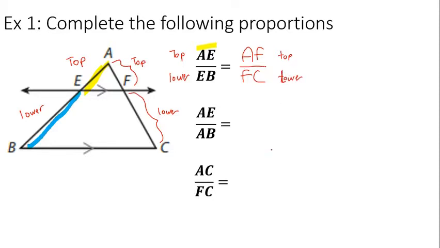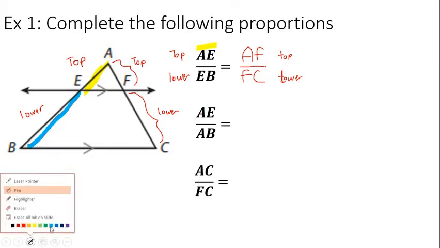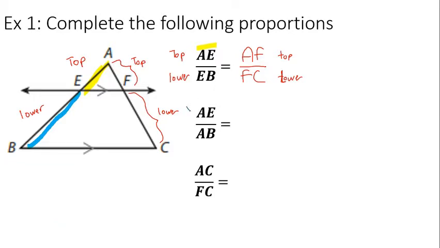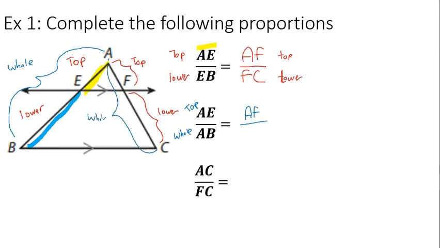Okay. Now look at over here. AE are here. So this is the top part. If you look at AB, A to B, this is the whole part, the whole segment. So we say top over the whole. So if we set up a proportion over here, the top part is AF. And you see the whole part goes from A to C. So AF over AC.